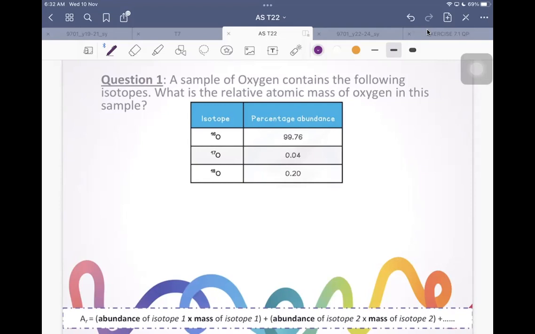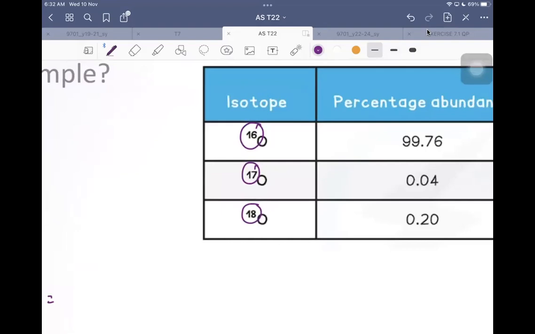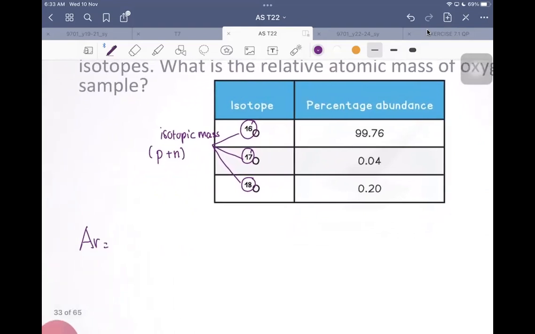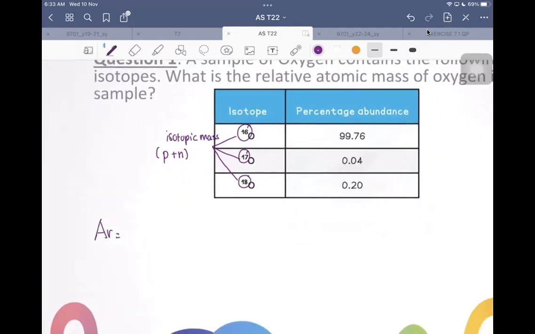So what is the relative atomic mass of oxygen? To find the relative atomic mass of oxygen, which is the AR, you need to take the isotopic mass. And the isotopic mass is the number of protons plus neutrons, okay? So isotopic mass is this 16, 17, and 18, and it can be thought of as proton plus neutron. So you take the abundance of each isotope, right? I'm going to convert it into percentage.